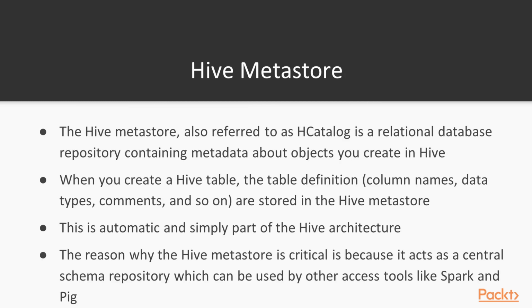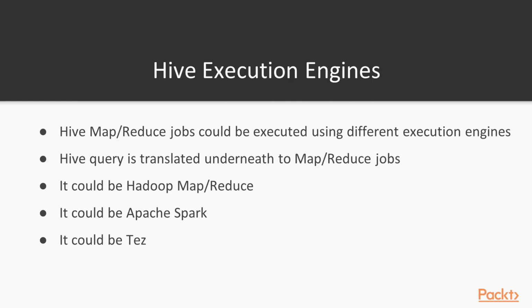And in Hive we have one special component called the Hive Metastore, and it refers to HCatalog, a relational database repository containing metadata about objects you create in Hive. So when you create a new Hive table, the table definition, column names, data types, comments, everything is stored in the Hive Metastore. This is automatic and simply part of the Hive architecture. And that Hive execution engine, the MapReduce engine, could be switched out to Apache Spark, Tez, Hadoop MapReduce, or other engines.